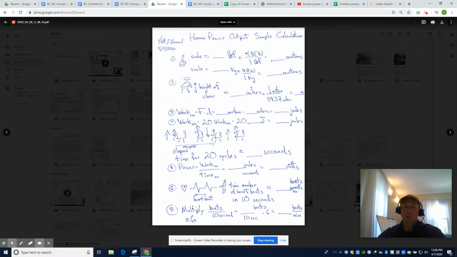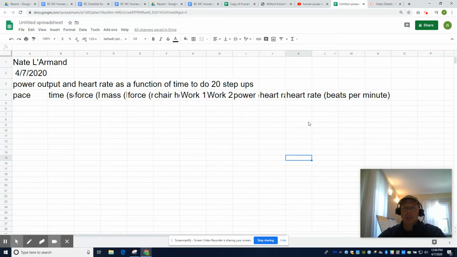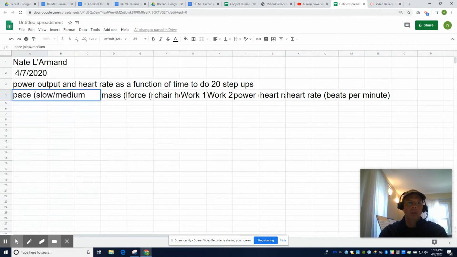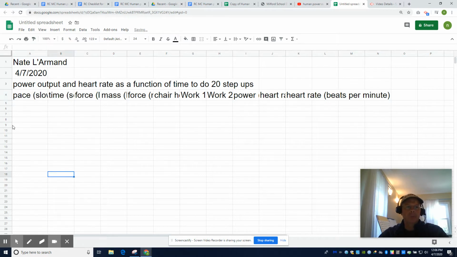So the whole point of the sample calculation is to translate this into a series of columns, and we're going to enter all of the data into this table. You can see the formatting is a mess. I just went to A4, typed the variable. Pace is a qualitative variable, so it doesn't have any units in parentheses. You could just say slow, medium, or fast. All the other data are quantitative.